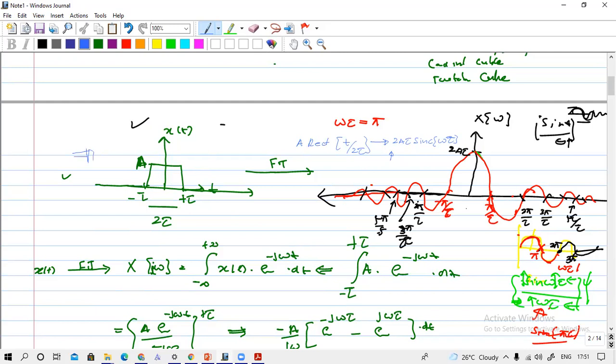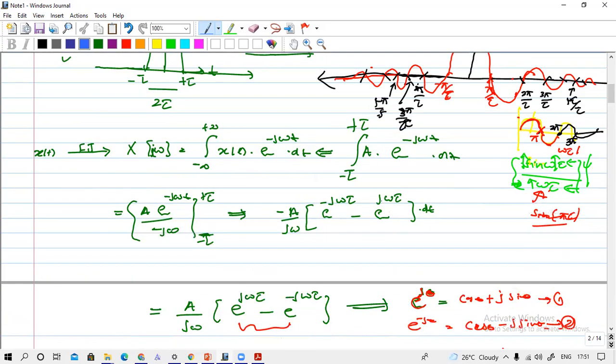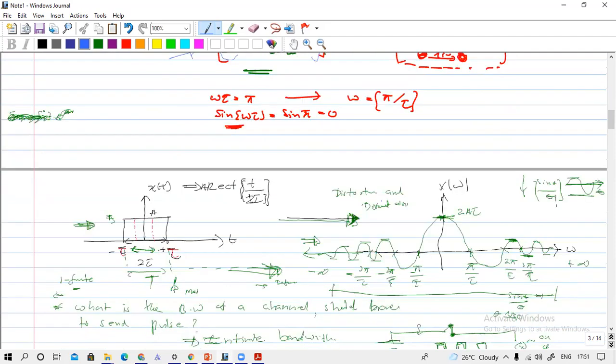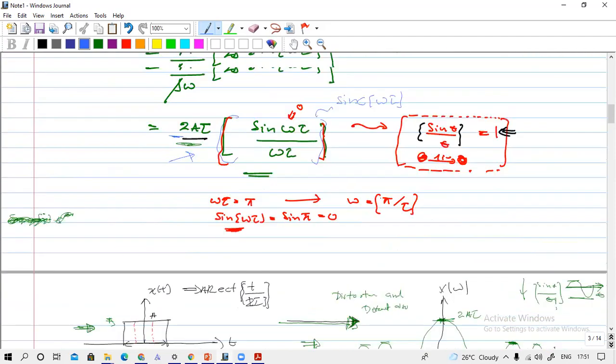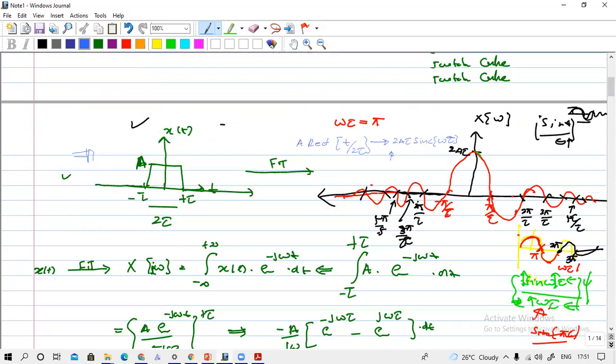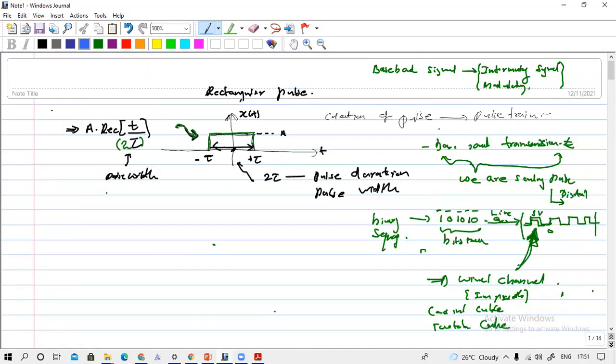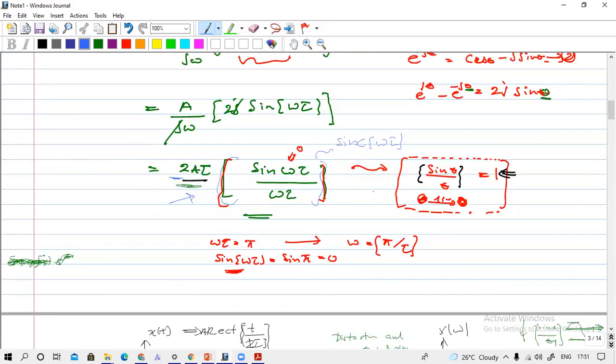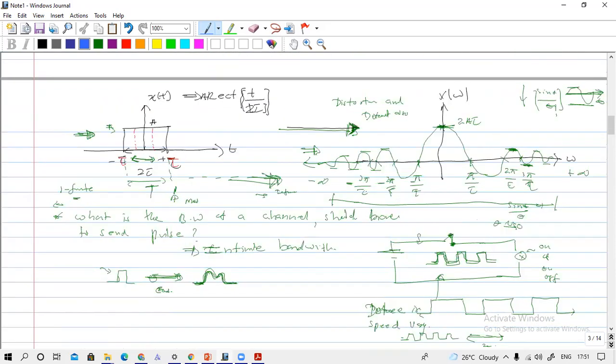So you can convert this, and then try to use the duality property and try to derive. You can find the Fourier transform of this kind of pulse using the direct method. Then try to find the Fourier transform of this kind of time domain signal using the duality property.